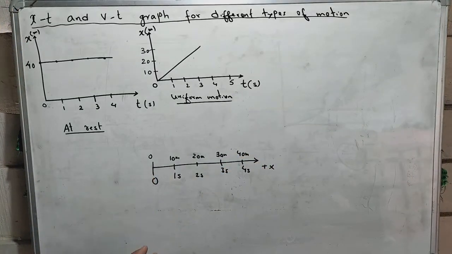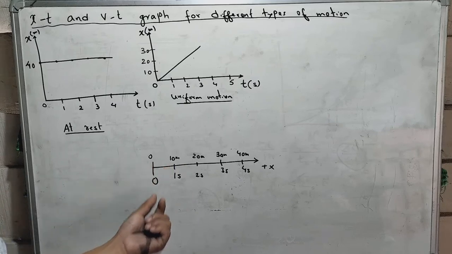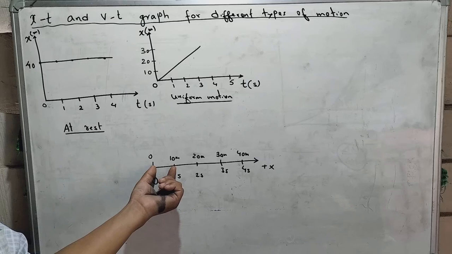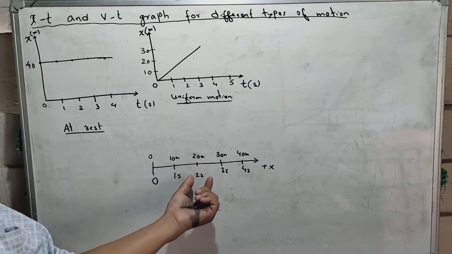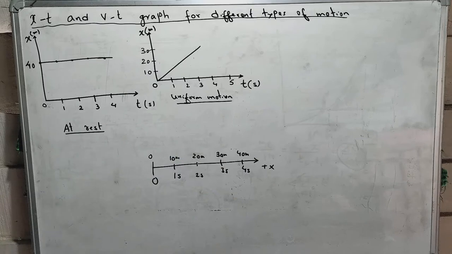So this body is changing its position by an equal amount in equal intervals of time. In every 1 second, how much is the change in distance? 10 meter, 10 meter, 10 meter, 10 meter. So this type of motion is a uniform motion.